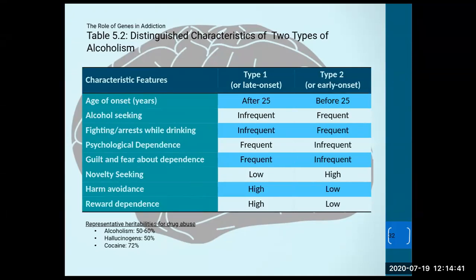They actually prefer to avoid any type of situation where harm could come to them. And of course, their dependence on reward is very high. So this is your typical alcohol addiction, would be the type 1.